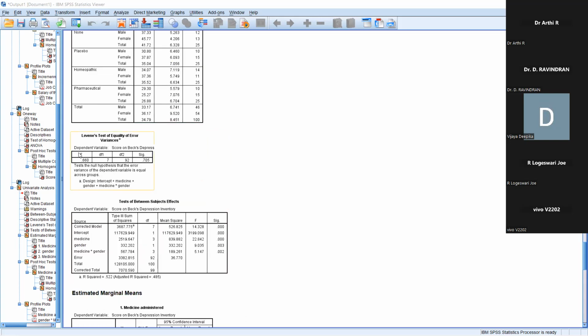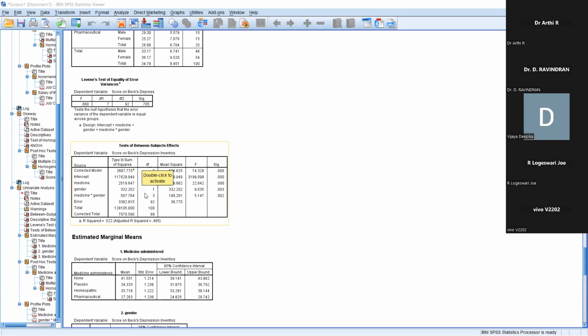Okay. So next, coming to Levene's test of equality. So see here, your p-value is greater than 0.05. If it is greater than 0.05, it means there is equality. That is why we are doing this, to find out whether the sample size is more or less equal between the different groups. The sample size is more or less equal. That is why you have got a significant value which is greater than 0.05.